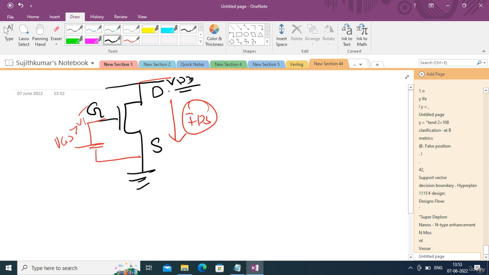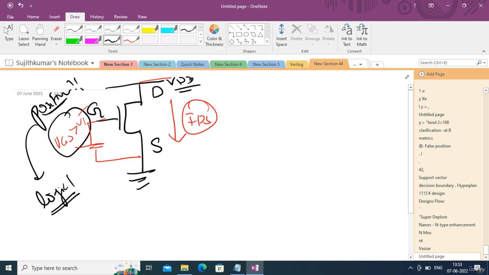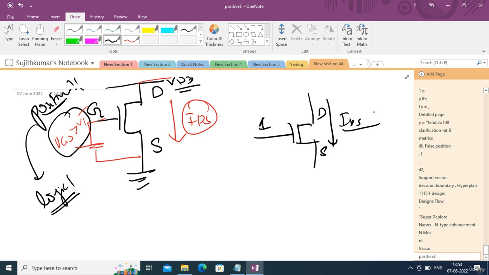So if you want to draw this logically, let us draw it logically. I mean, VGS has to be greater than VT, right? So VGS has to be some positive voltage, which can be taken as logic 1. That means for this NMOS, if you apply 1 to the gate, there is a current flow, IDS. That's the idea. The transistor is on when you apply 1. So please remember this very, very crucial point.